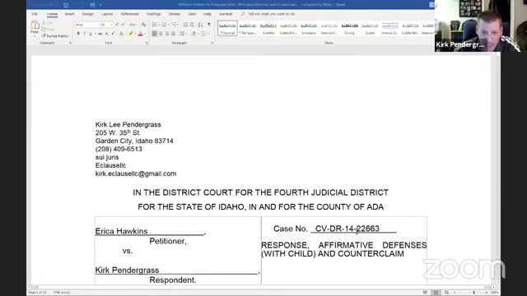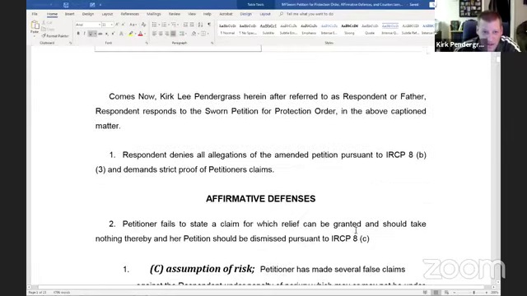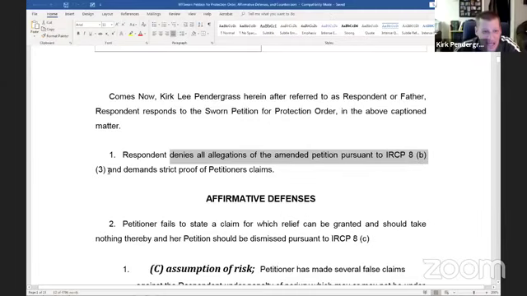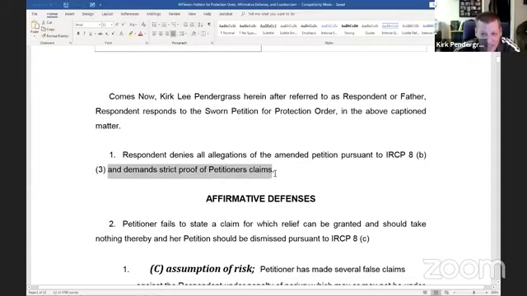Now, this is where you give rebuttal item by item, right? Line by line. For me, what I did was: respondent denies all allegations of the amended petition pursuant to blah, blah, blah, and demands, there it is, and demands strict proof of petitioner's claims.